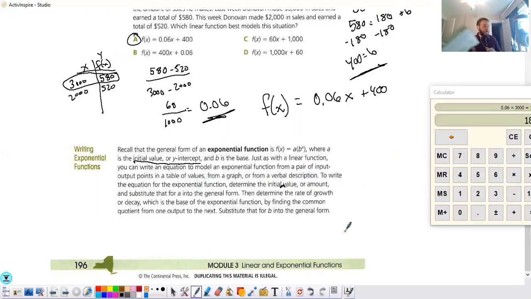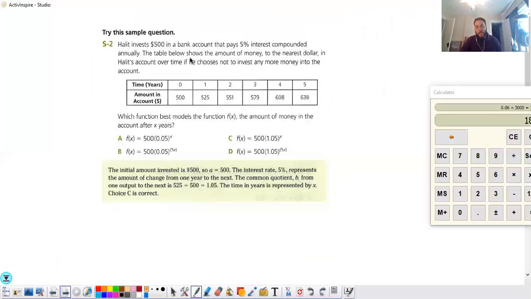So if we go on and take a look on the next page here, we have an example. It says Hallett invests $500 in a bank account that pays 5% interest compounded annually. The table below shows the amount of money to the nearest dollar in Hallett's account over time if he chooses not to invest any more money into the account. So as our input increases by 1, we can see what our output increases by there.